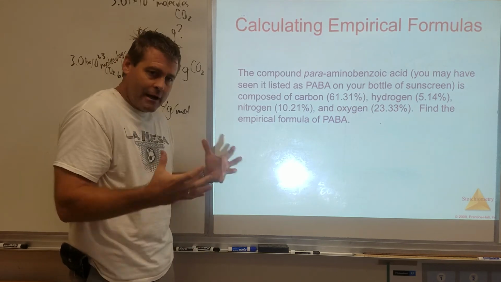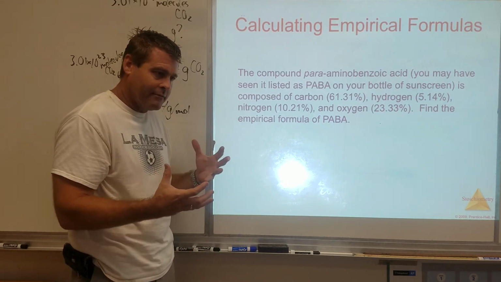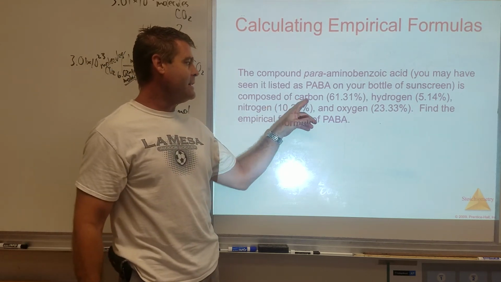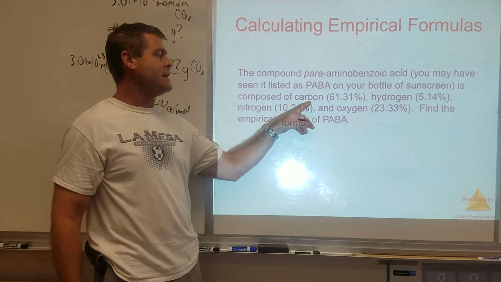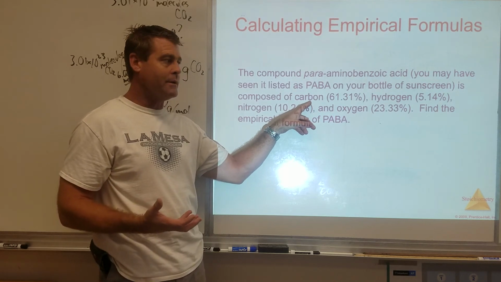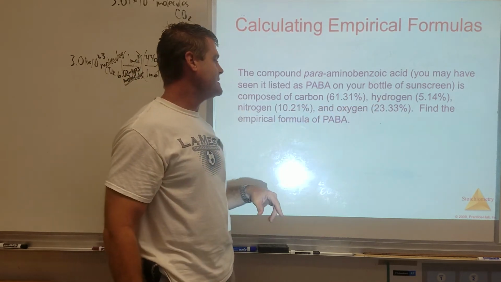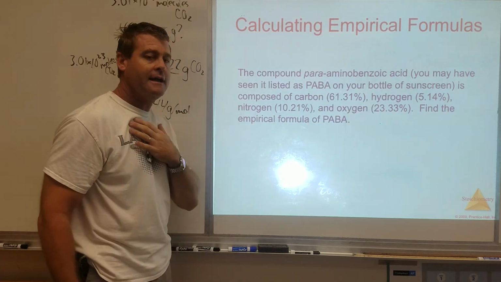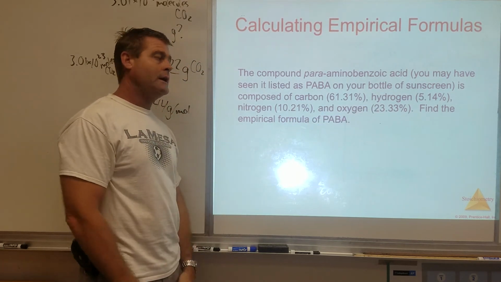So anyways, you can take that compound PABA in sunscreen, and you can break it down so chemists can analyze it, right? To analyze it means to see what is it made up of, right? So they take a sample of PABA and they break it down, and they find that 61.31% of the PABA by weight is carbon, 5.14% is hydrogen, 10.21% is nitrogen, and 23.33% is oxygen, okay? So we find that out.